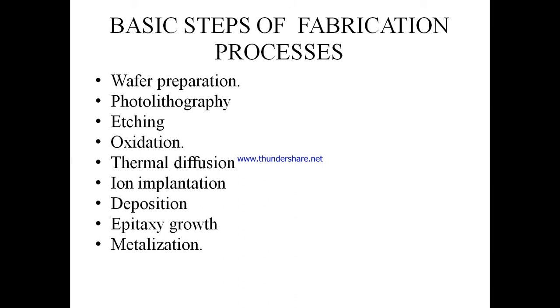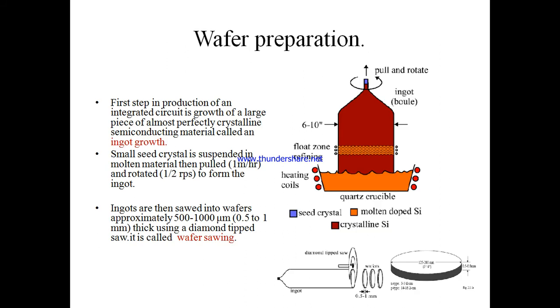And the first step is the wafer preparation. How to prepare the wafer? In wafer processing, the Czochralski method is used for this wafer preparation. The basic raw material used in modern semiconductor plants is a wafer or disk of silicon, which varies from 75 mm to 150 mm in diameter and is less than 1 mm thick.